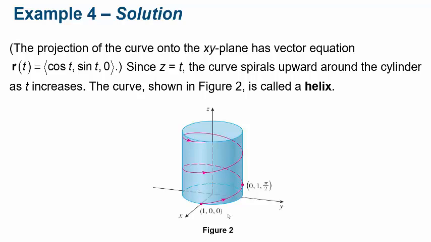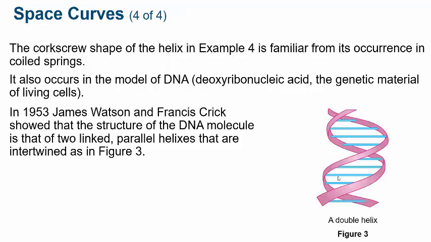And this right here shows you that. So this right here is the space curve that we see. And the vector valued function emanates at the origin and literally just follows this. This figure is what's called a helix. All right, this corkscrew shape of the helix that we just saw in that example is familiar from its occurrence in coiled springs, and it also occurs in the model of DNA.